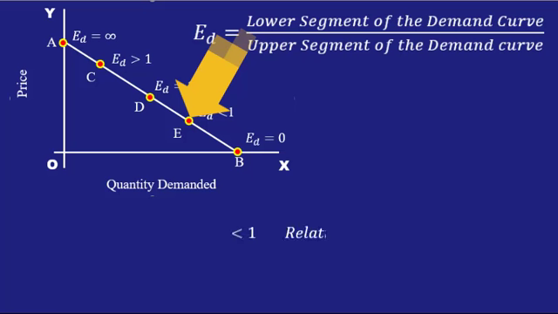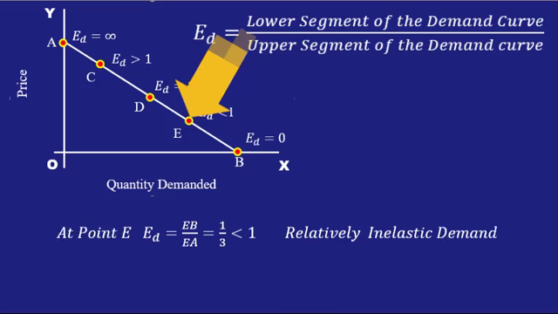Here, the lower segment of the demand curve is EB. Its upper segment is EA. The lower segment is 1 centimeter, upper segment is 3 centimeters. 1 divided by 3, less than 1. Demand is relatively inelastic at point E.